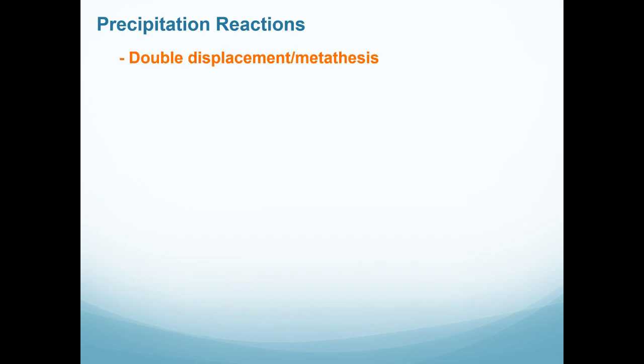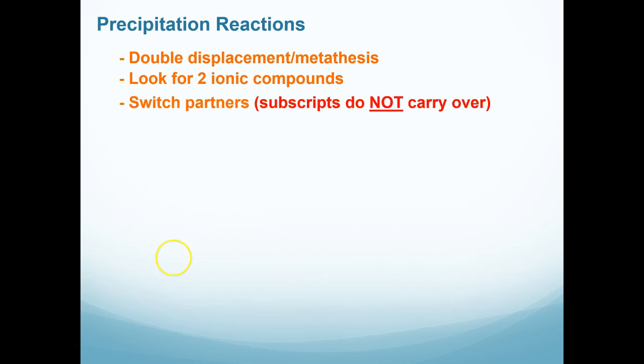But for a precipitation reaction, again, it's a double displacement reaction. Another word for it is metathesis. And what we're looking for to know that it is a precipitation reaction is two ionic compounds, two aqueous solutions of those ionic compounds, and then I know I'm doing a double displacement or precipitation reaction. We are going to switch partners. So the anion of one is going to pair up with the cation of the other, and the anion of the other is going to pair up with the cation of the first.